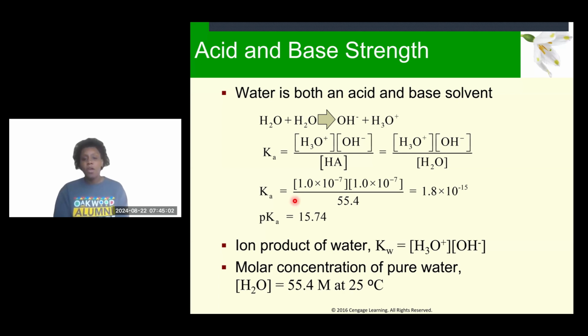All right, so water is both an acid and a base solvent. Whether water is an acid or a base is based on what it is in contact with. And so if you see the equation to calculate the pKa of water, it is 15.74. And that's using the information here when you have a solution of pure water. And this right here are just simply constants. And so pKa is 15.74. And so because of that, it can act as an acid or a base.